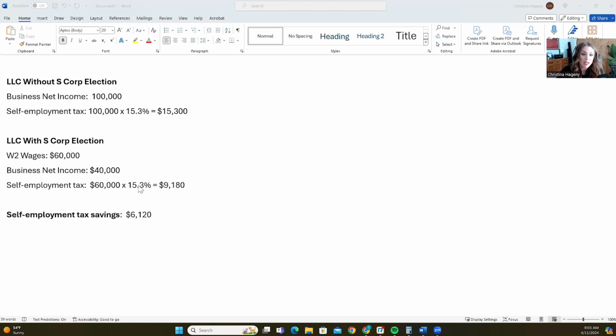The self-employment tax in this example would be 15.3% of the $60,000, which is the W-2 wage, and that would be $9,180. So again, in this example, using the 60-40 rule, your self-employment tax savings would be $6,120. So that's pretty significant, and that's with $100,000 in net income split 60-40.